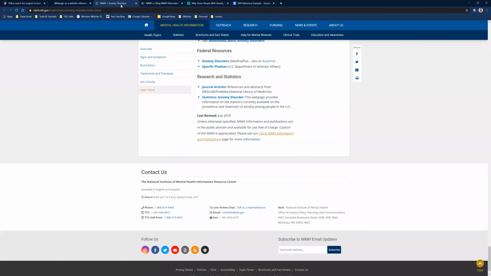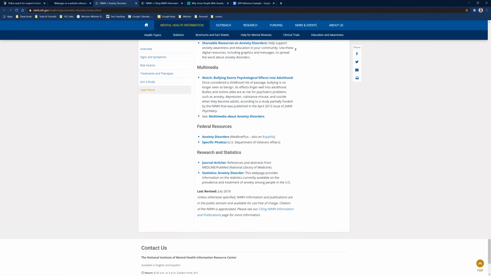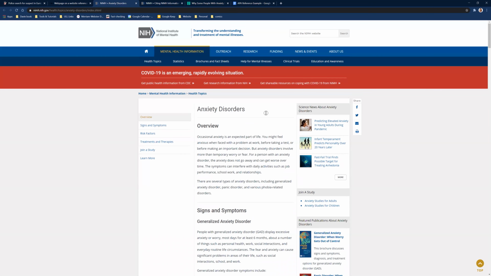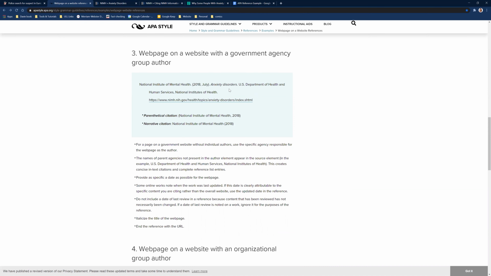And the name of the page was Anxiety Disorders, which we can see right here. And the National Institute of Health is part of the US Department of Health and Human Services. And then here's our URL.